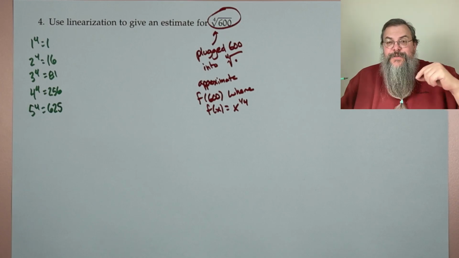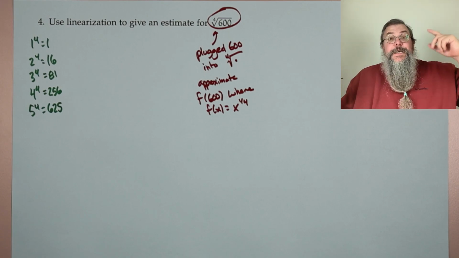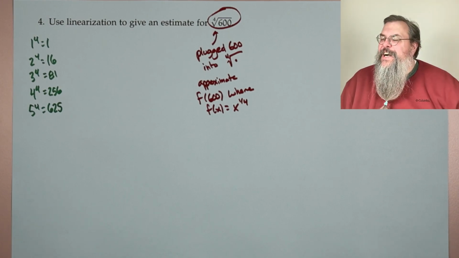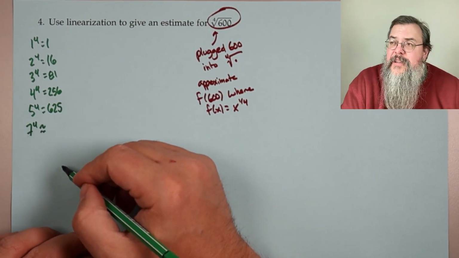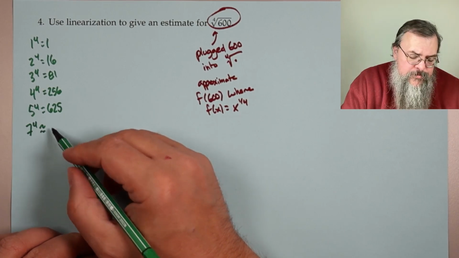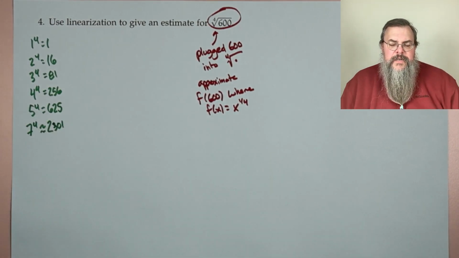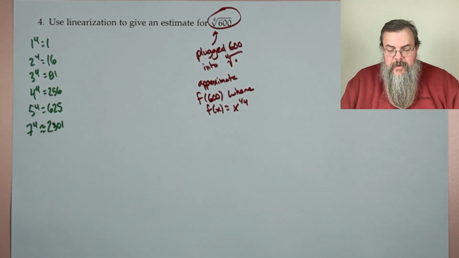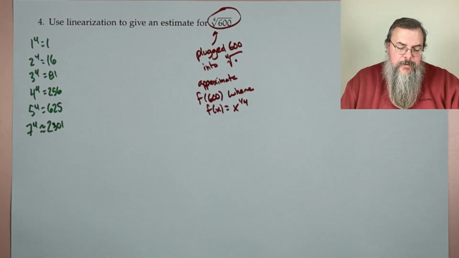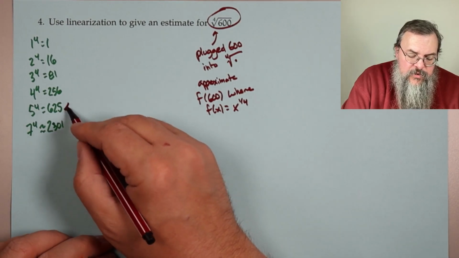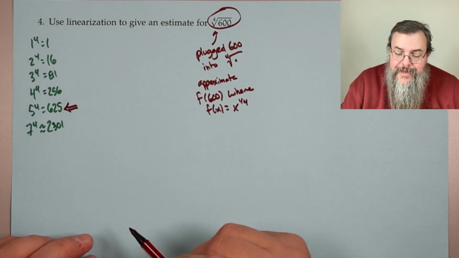Okay, what about 7 to the 4th? Now, 7 squared is 49. 49 squared is big. So 7 to the 4th, I think that's somewhere around 2,301. Roughly speaking, that's in the right ballpark. So looking at this, you say, okay, which 4th power is fairly close to 600, relatively speaking? And it's like, oh, this 625, that's not too bad. So now we have an idea.